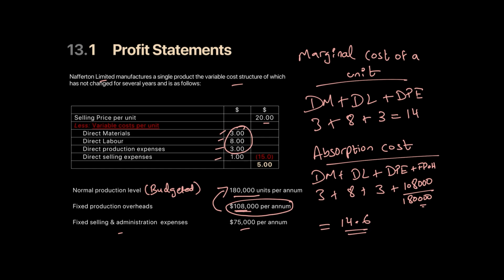So marginal costing says that the cost of making a unit in this case will be 14. Absorption costing says that the cost of making a unit should be 14.6. The additional cost is your fixed production overhead. Alright, let's look at the next part now.